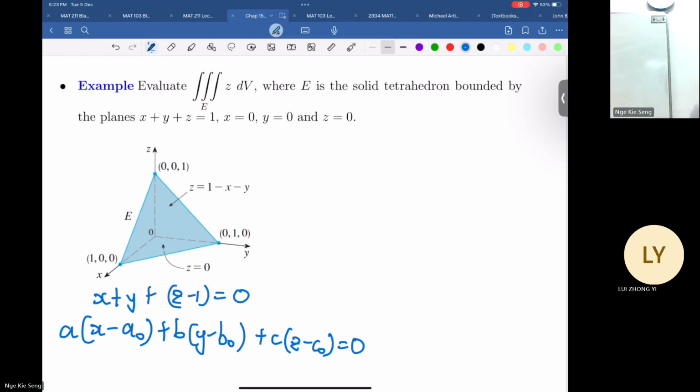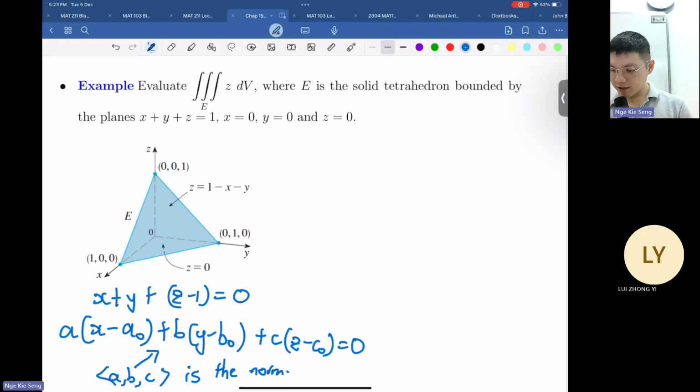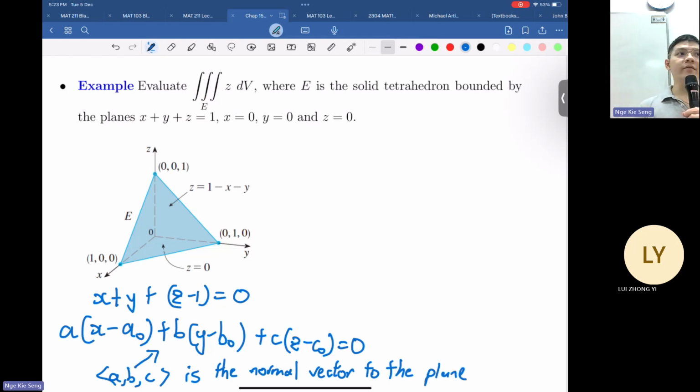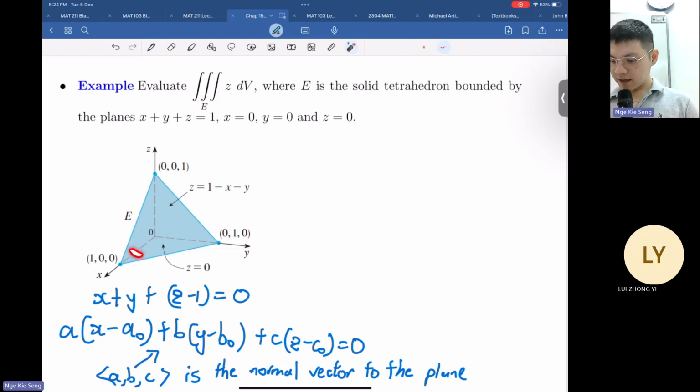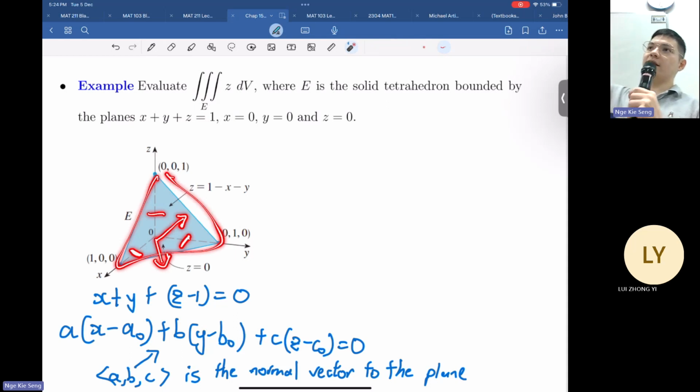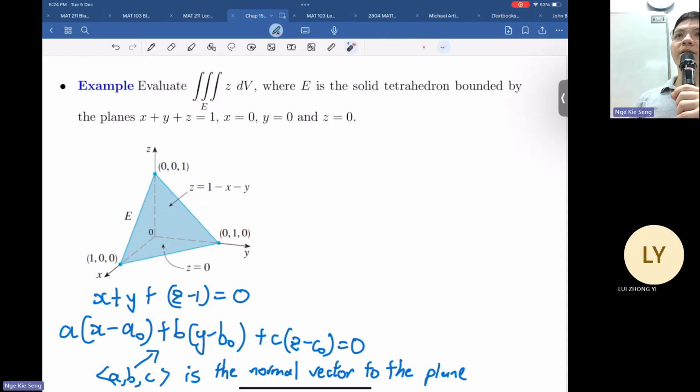So ABC is the normal vector to the plane. So what's the ABC in our case? 1, 1, 1. Okay. So where's the 1, 1, 1 vector? So 1 is here, x, and then 1 y is here, and then 1 up. So you need to move your vector up. So that's why this plane is slanted like that. Make sense or not? 1, 1, 1 is going up here.